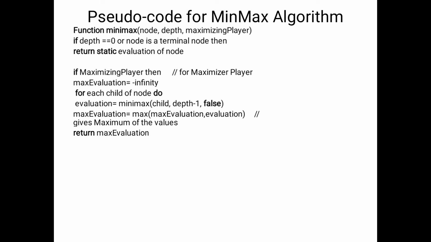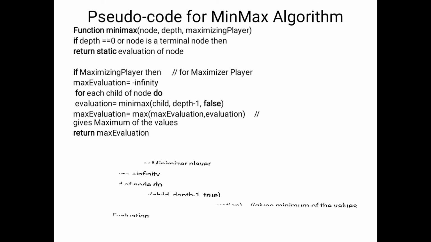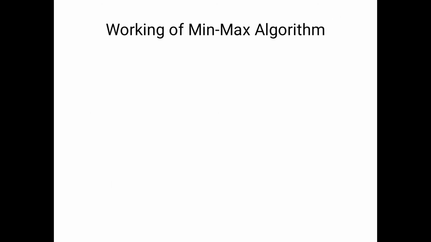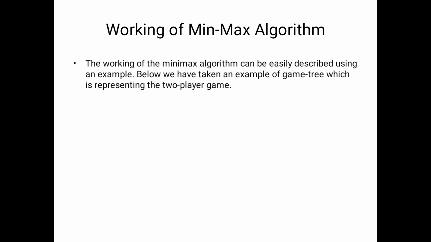Now we will discuss an example also, no problem. Suppose we consider the minimizing player. In this situation we consider the minimized value as plus infinity. Here also we compare each and every node of that particular level. Here we evaluate the minimum value. Finally we return the minimum value for that particular node. So we will start the working process of the minimax algorithm.